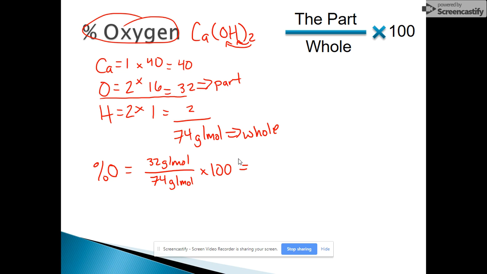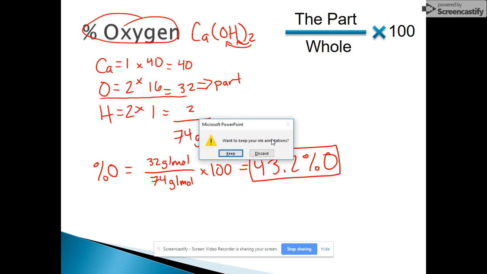Again, I'm going to type this into my calculator really quickly. 32 divided by 74 times 100 gives us 43.2%. And that is all we have to do for percent composition.